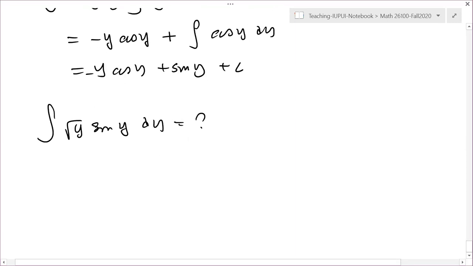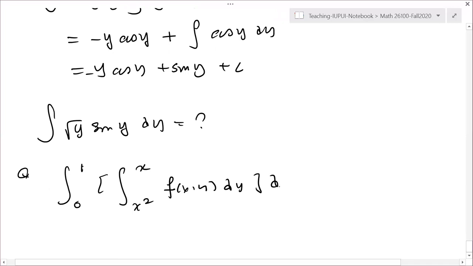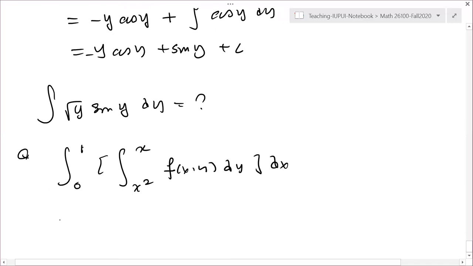All right, so my next question, let's try it again. It's from 0 to 1, and this is an integral from x squared to x, and this is just a function, and that's y, and the dx. I want to exchange the order of the integral.